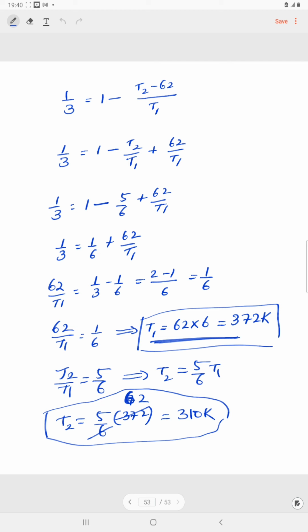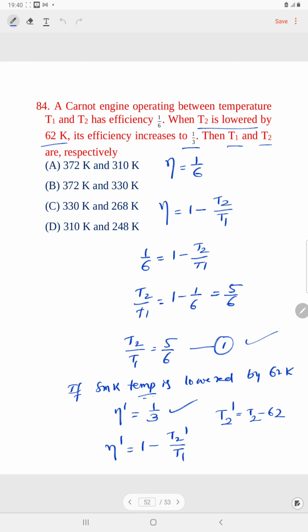Remember students, all the values are in Kelvin only because the efficiency expression itself is in terms of the Kelvin scale. So the final answers of T1 and T2 should be in Kelvin scale. So it is 372 and 310. So the option is A, 372 Kelvin and 310 Kelvin.